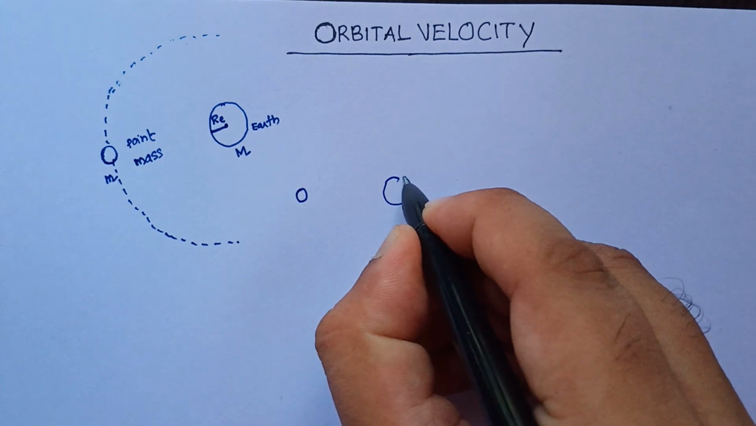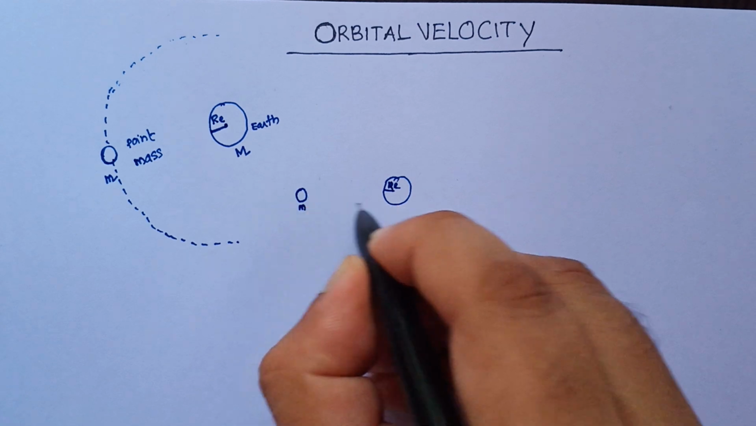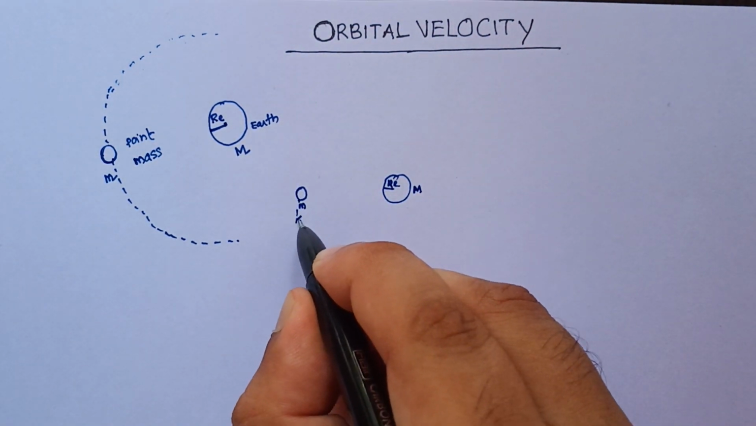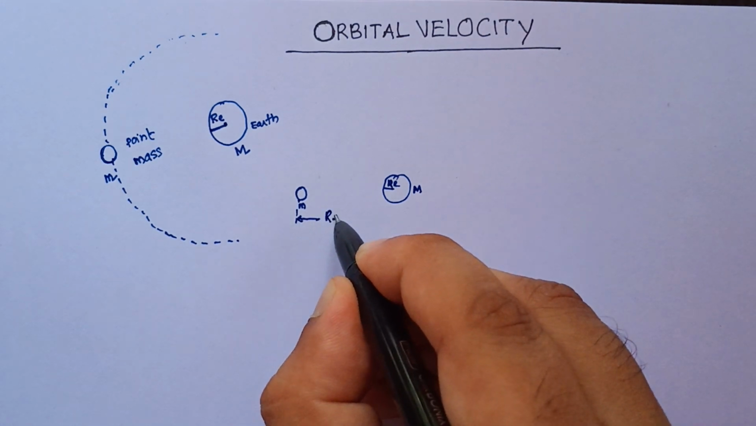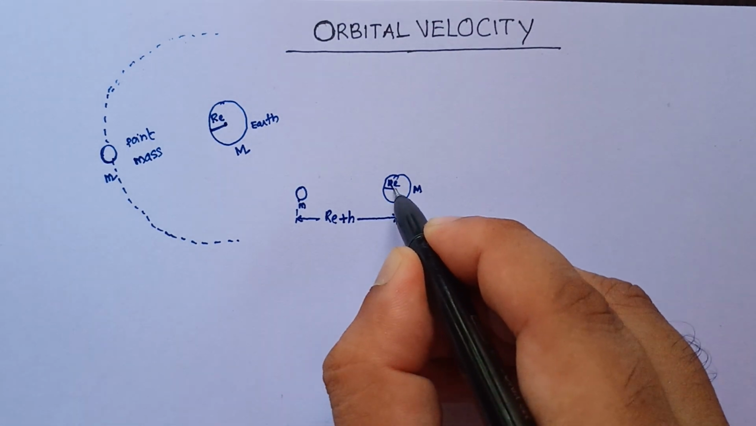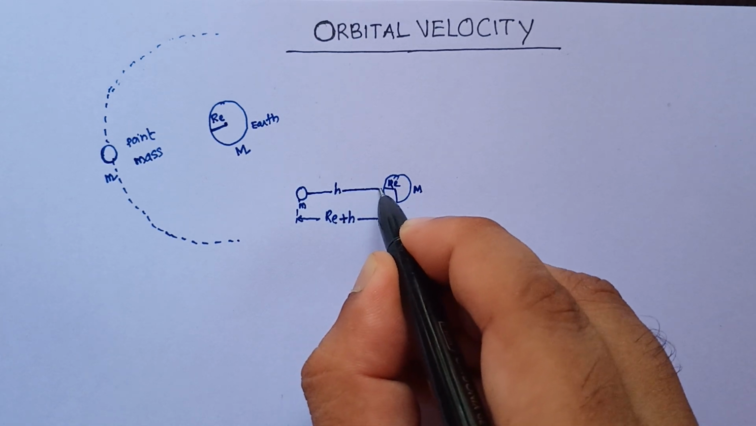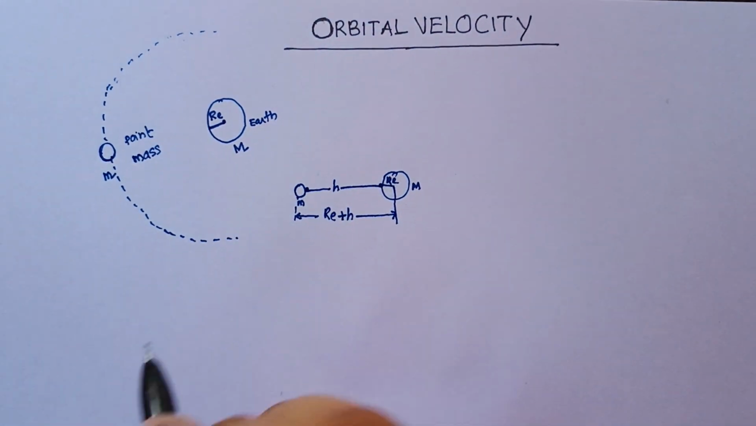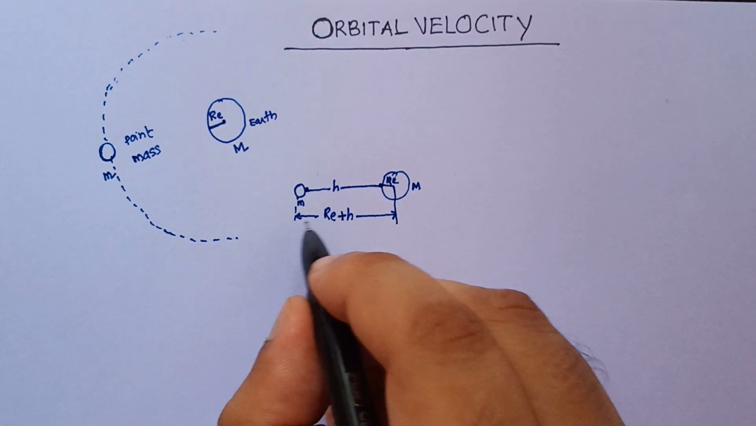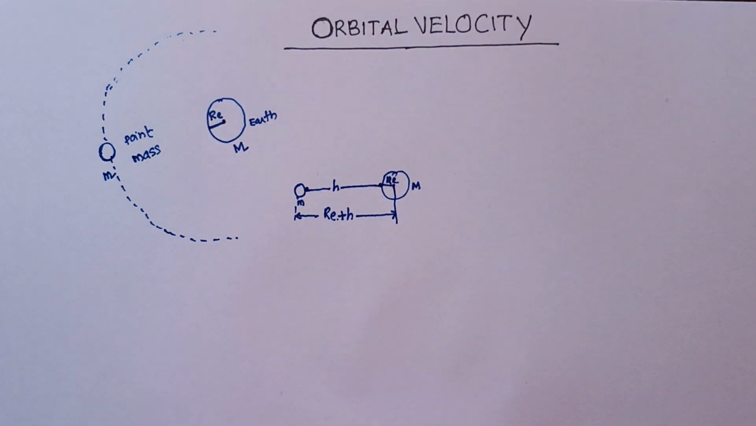So we have RE, and here you have a mass of m. The total distance will be RE plus h. Let's say we have some small height, separated by the height h, up to the surface, from this point to this point. So the total distance should be equal to RE plus h, including the radius of the earth.